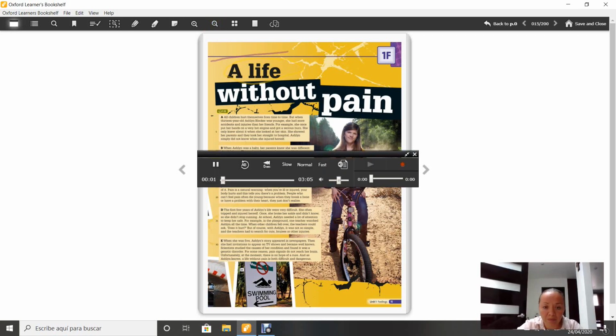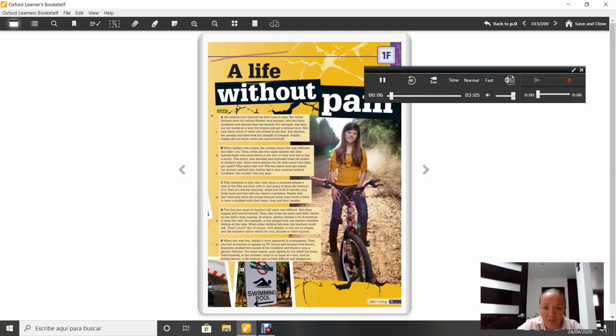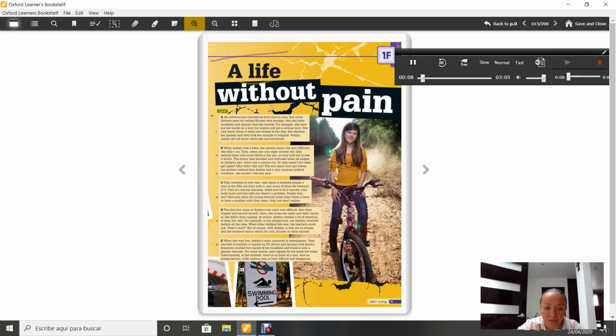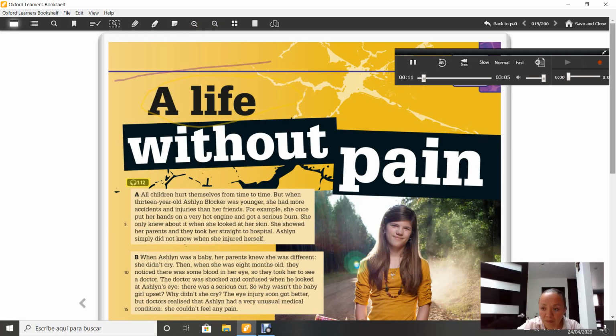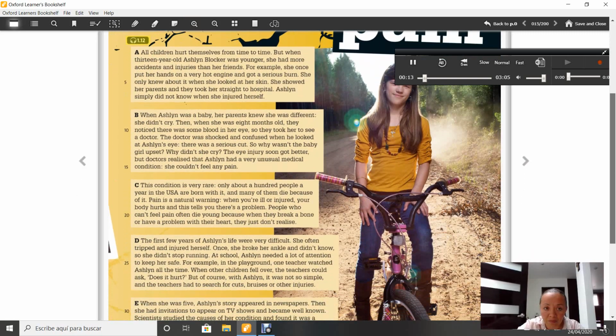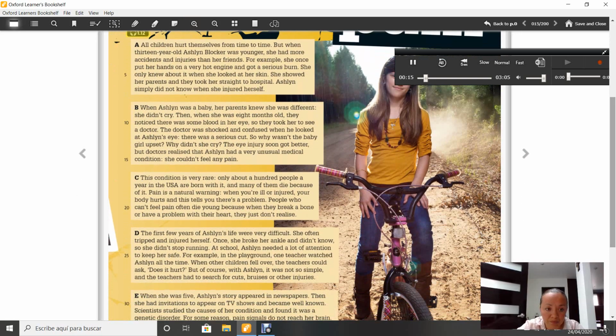Lesson 1F, A Life Without Pain. All children hurt themselves from time to time, but when 13-year-old Ashlyn Blocker was younger, she had more accidents and injuries than her friends. For example, she once put her hands on a very hot engine and got a serious burn. She only knew about it when she looked at her skin. She showed her parents and they took her straight to hospital. Ashlyn simply did not know when she injured herself.